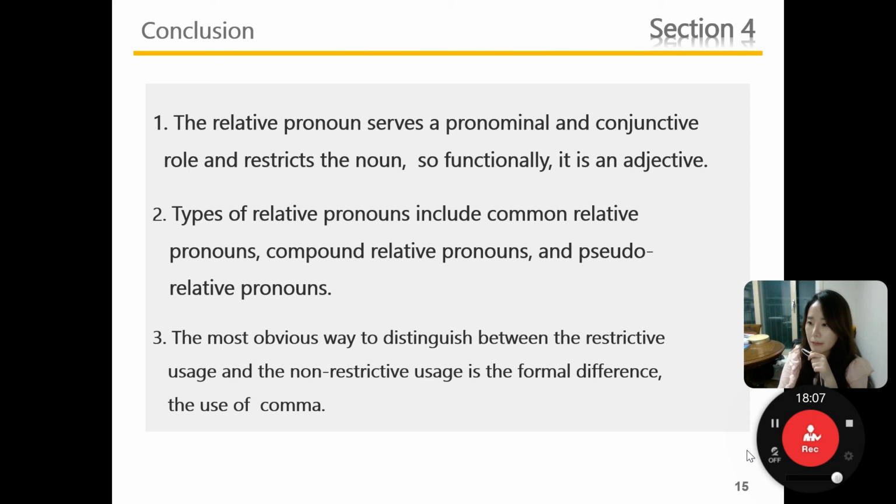The relative clause restricts the noun, so functionally it's an adjective. And types of relative pronouns include common relative pronouns, compound relative pronouns, and pseudo-relative pronouns. Also, the paper suggested the difference between the restrictive usage and the non-restrictive usage of the relative pronoun. The most obvious way to distinguish between the two is the use of a comma.